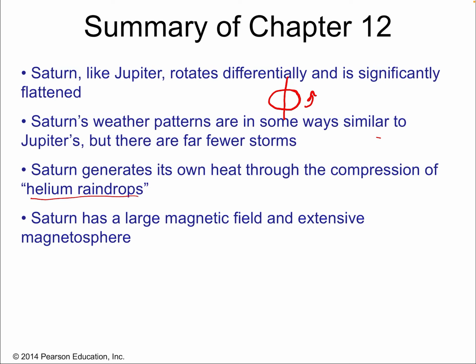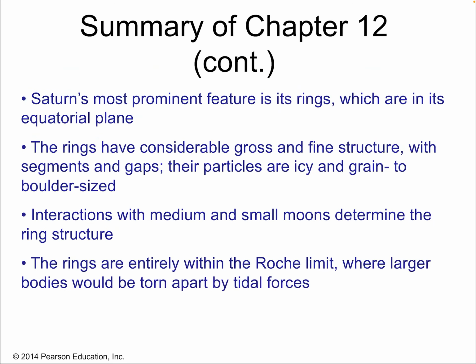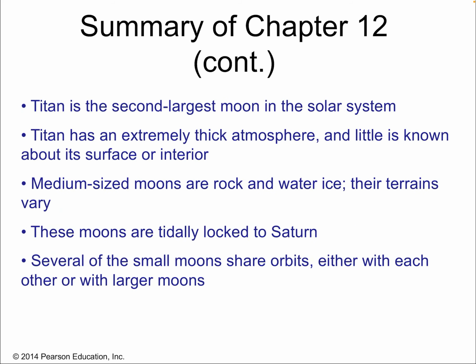Saturn has a large magnetic field and extensive magnetosphere, like all the Jovian planets. Saturn's most prominent feature is its rings, that's what it's known for, which are in its equatorial plane. The rings have considerable gross and fine structure with segments and gaps. Their particles are icy and grain to boulder sized. The interactions with the medium and small moons determine the ring structure, and the rings are entirely within the Roche limit. Because the Roche limit is what makes it so there's no long-lasting moons within there, where larger bodies would be torn apart by tidal forces.